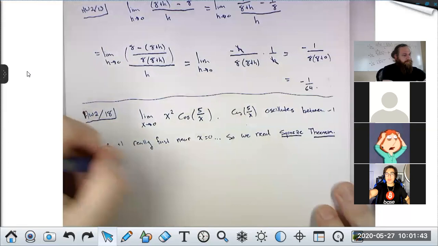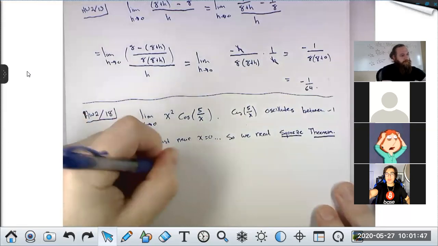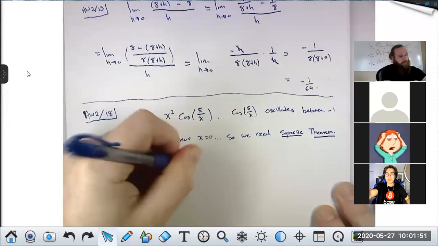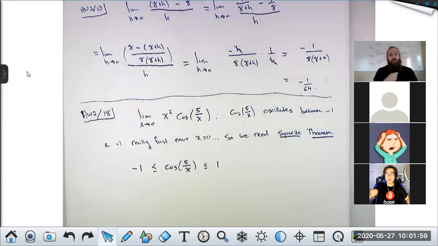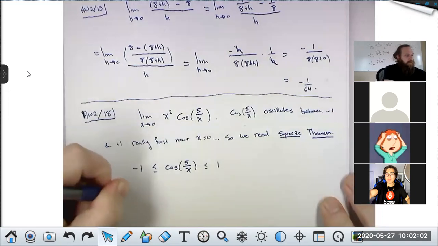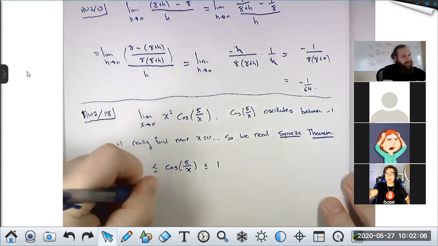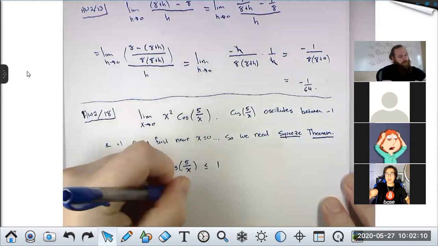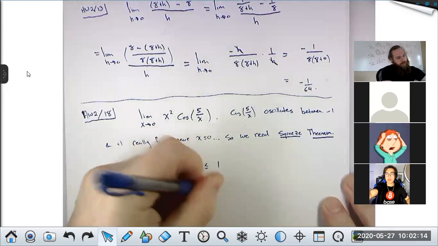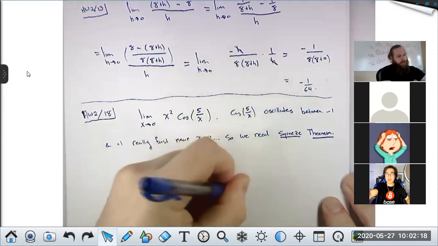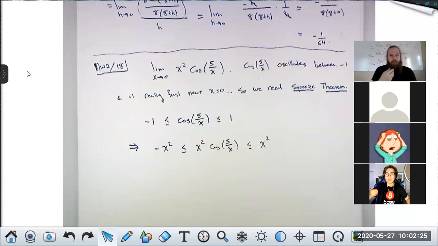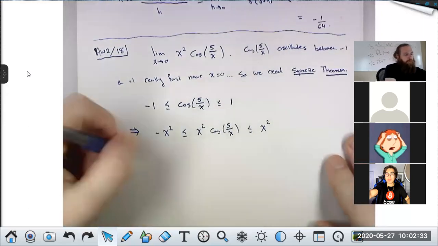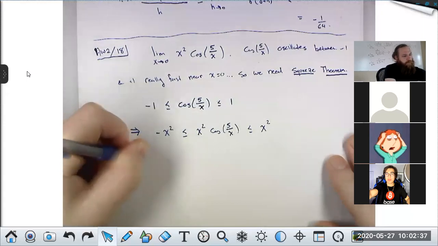Here's how we get started. That cosine piece, the problematic piece, is bounded between -1 and 1. Which implies, I'm multiplying through everywhere by x squared now in that inequality. And now I'm going to take the limit as x goes to 0 everywhere in this inequality. This is how we use the squeeze theorem. Remember, this is the most natural way to do this.